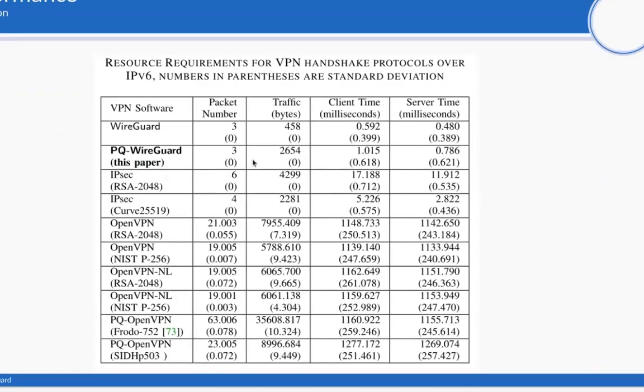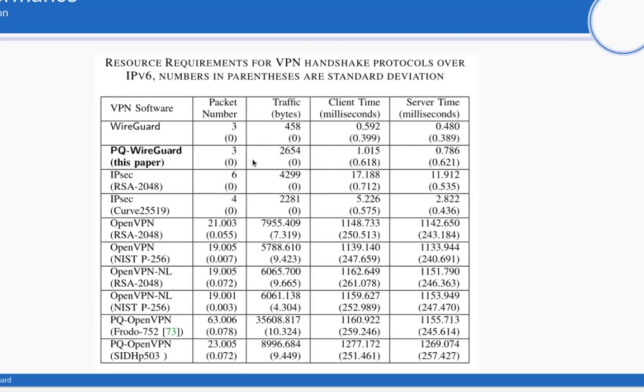And this is the result. As you can see, our post-quantum WireGuard performs 5 times faster than IPsec, even when it uses X25519, and 1,000 times faster than any OpenVPN variants. And post-quantum WireGuard is only slower than the original WireGuard, which is roughly 1.7 times slower on the client side and 1.6 times slower on the server side.